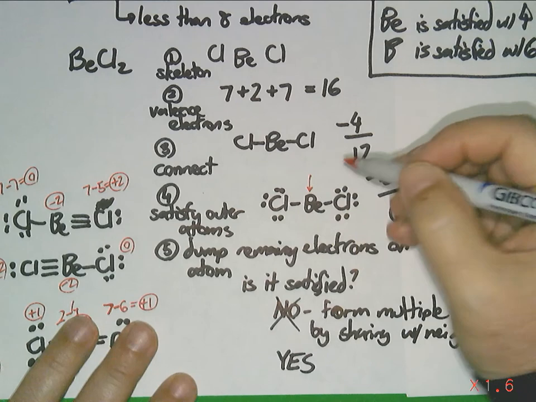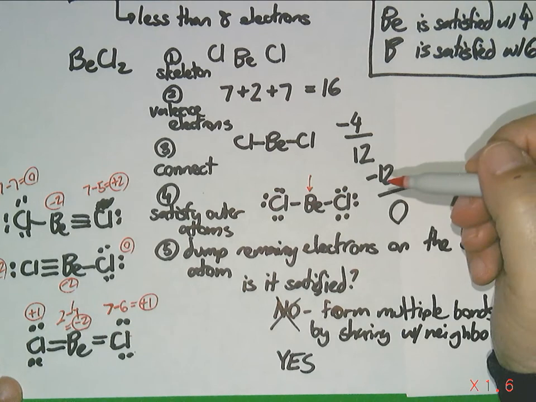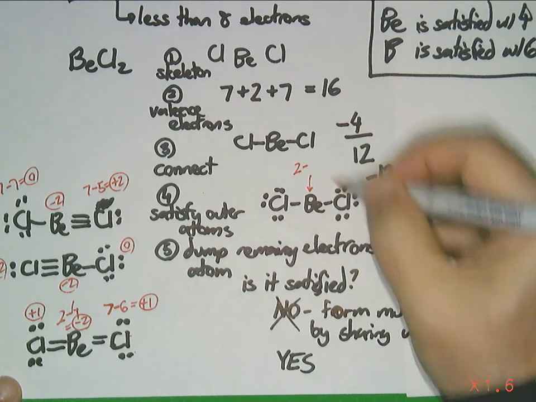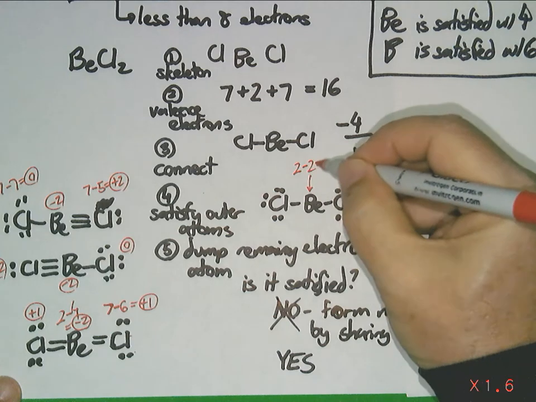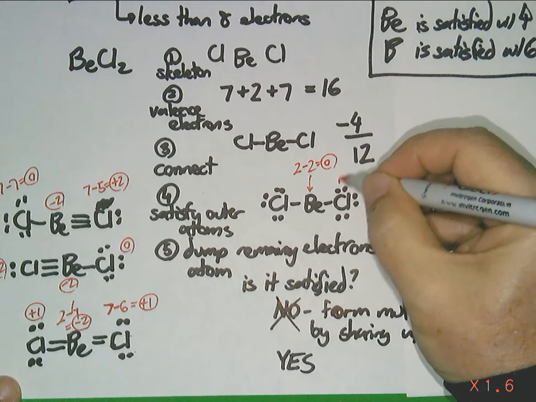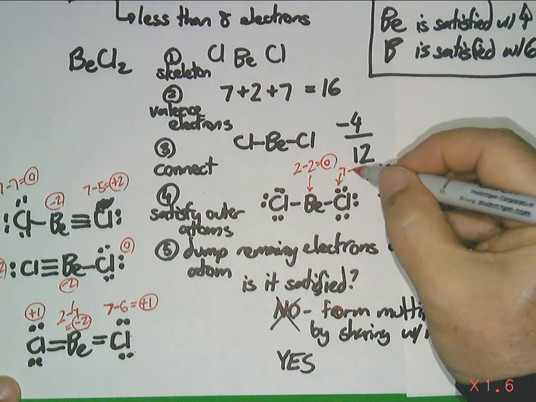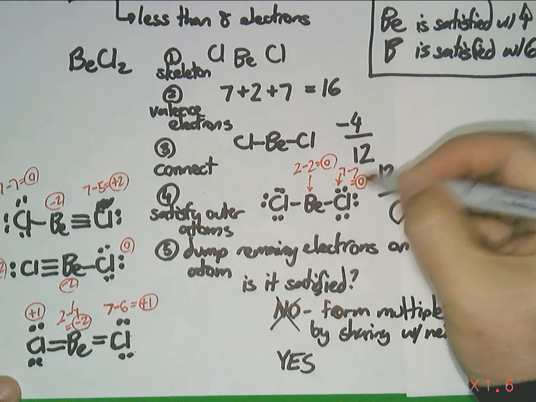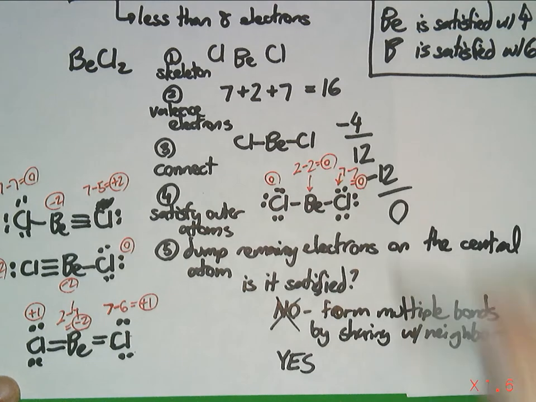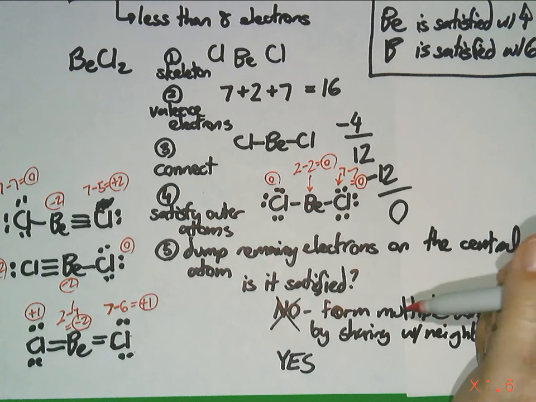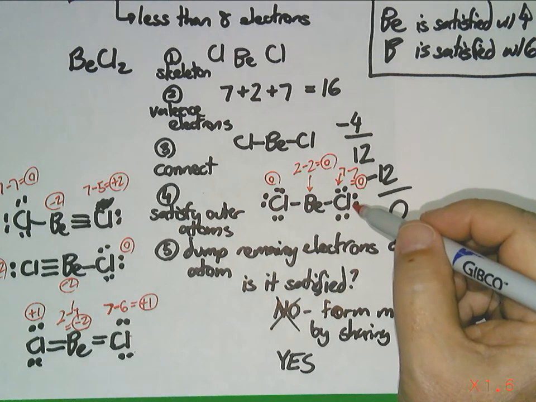We went too far. If I look at the formal charge on this, it's 2 minus 2 sticks is 0. If I look at the formal charge on chlorine, it's 7 minus 7 sticks and dots, it's 0. And then this chlorine is 0 too. So 0 formal charges all around. This is the structure for BeCl2.